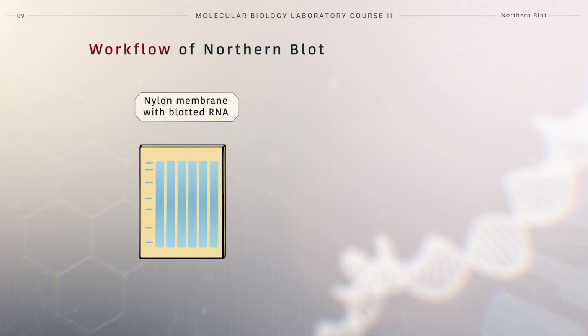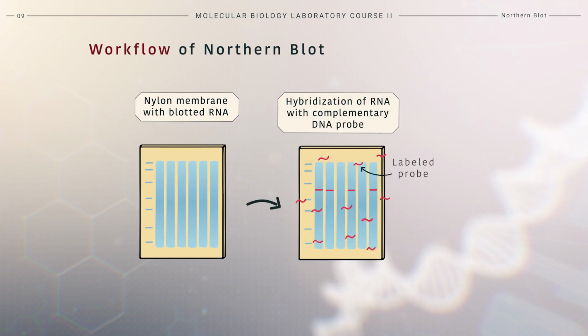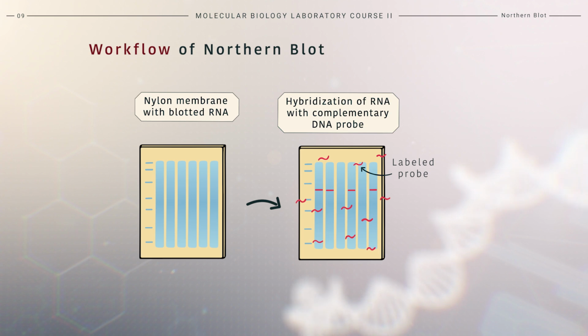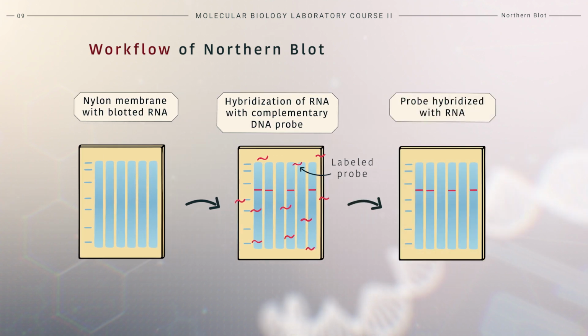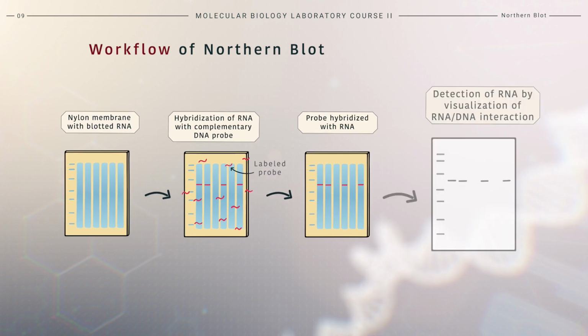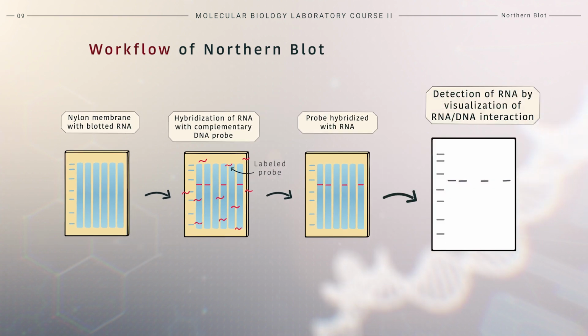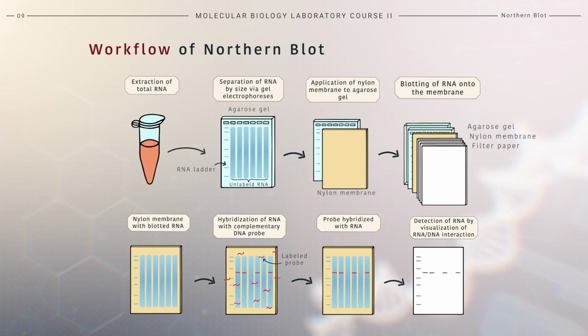Next, the membrane is incubated with a small piece of oligonucleotide named a label probe. The probe has a sequence complementary to the RNA we want to detect. This facilitates hybridization with specific RNA molecules in the sample. In addition, the probe contains a label used for detection as the final step. In the next slides, we will go into more detail through the steps of northern blotting.